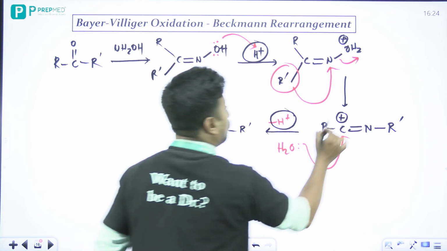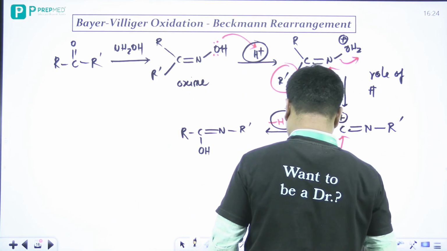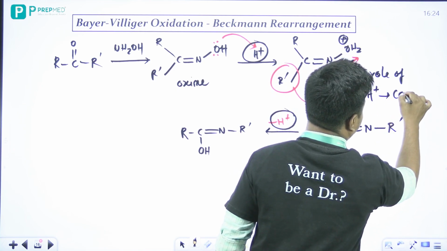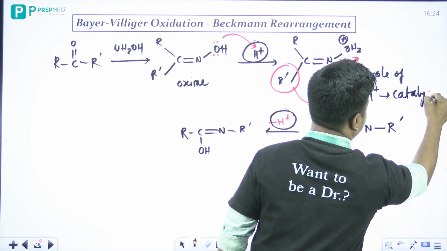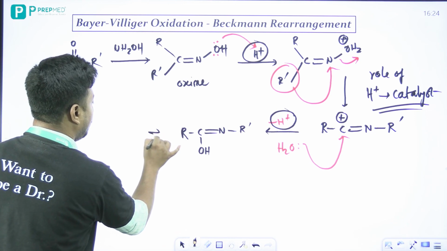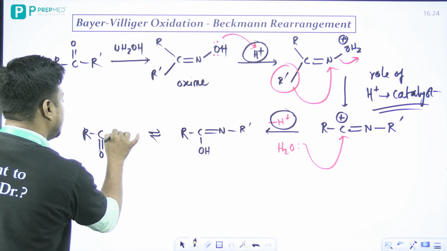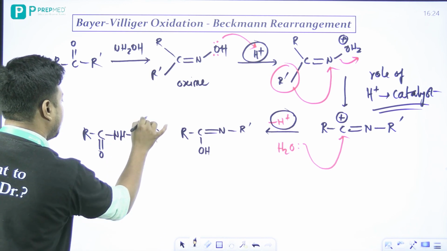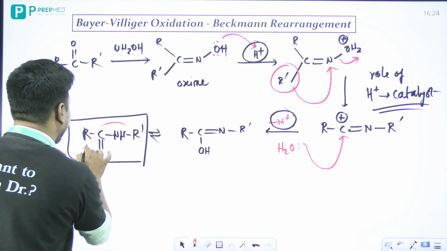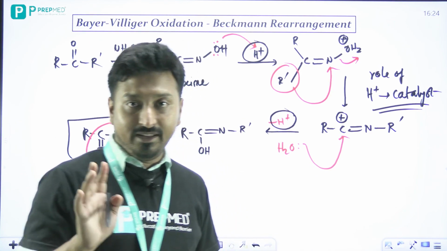then here the role of acid, remember beta, is as a catalyst. Okay, the role of acid is as a catalyst. So this will tautomerize and form RCO NH R prime, right? So basically finally we are getting our corresponding amide back. So this is all about your Beckmann rearrangement reaction.